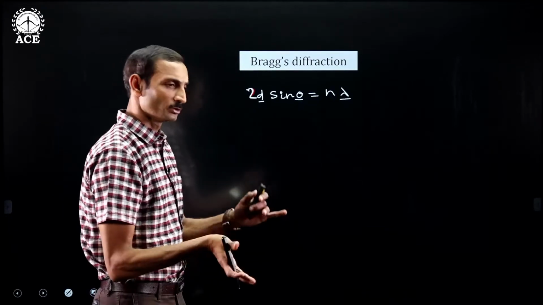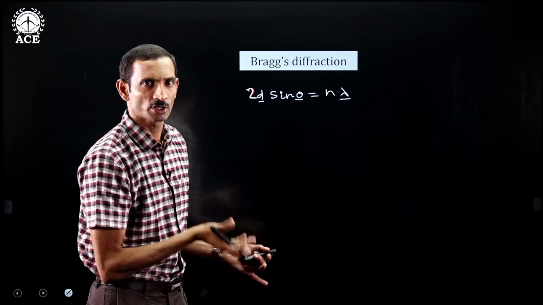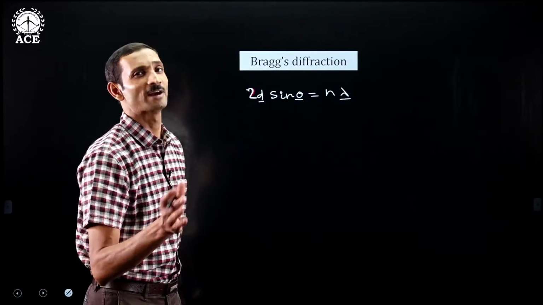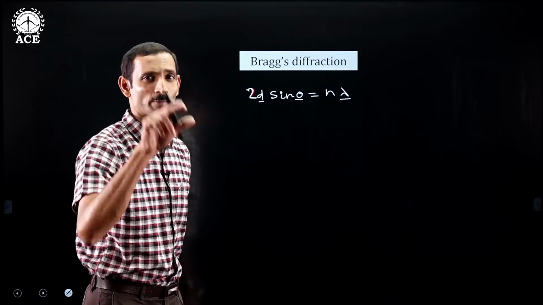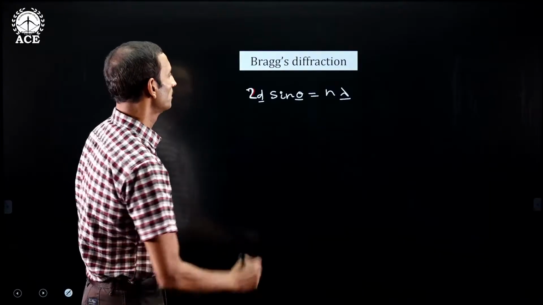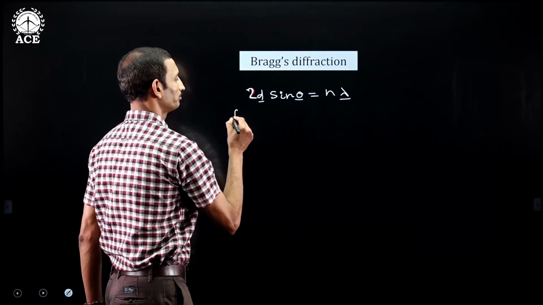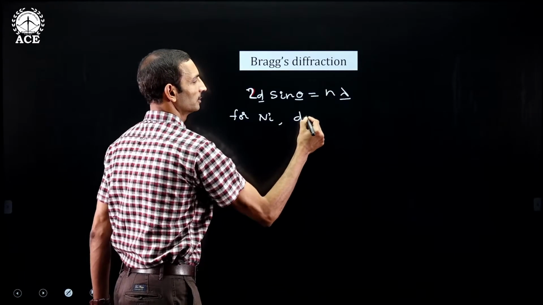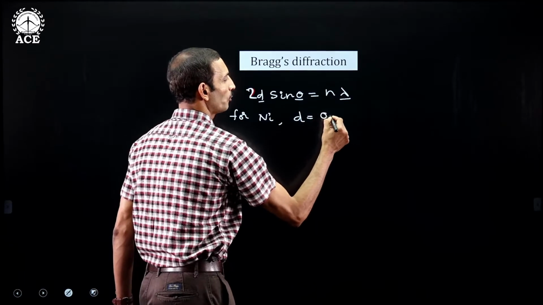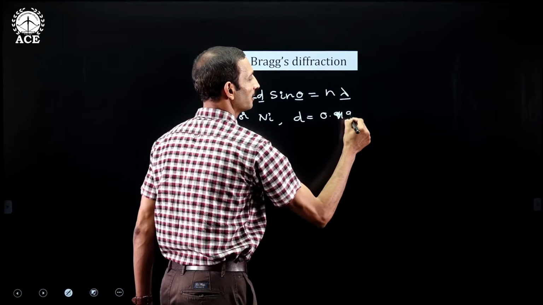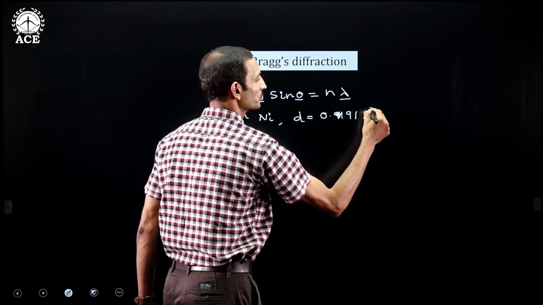So they have done it for different radiations, here also electron beams. Since they have diffracted and shown a waxing and waning, I mean to say the maximum and minimum intensities are changing, they have applied this Bragg's equation. So for nickel crystal, the value of d is 0.91 angstrom.